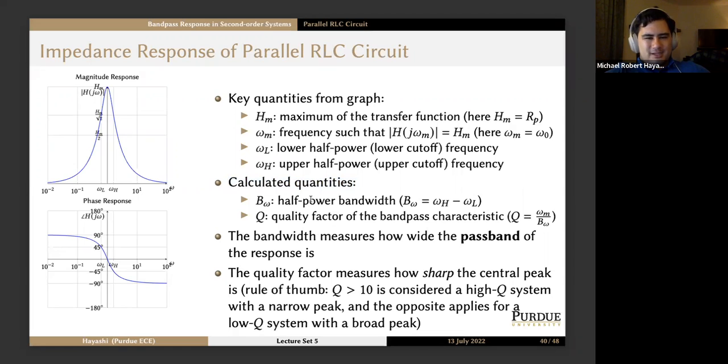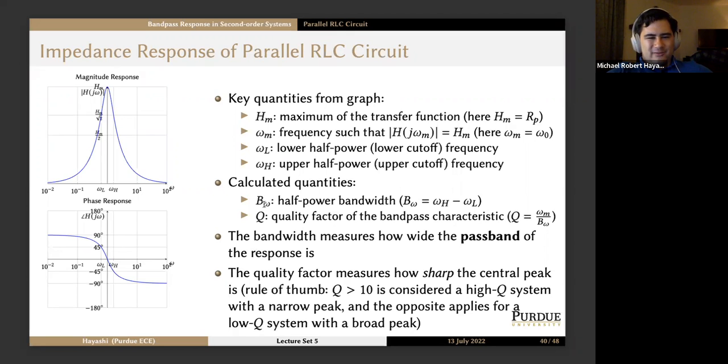We're going to calculate 2 quantities. B_omega is the half power bandwidth, most of the time just called the bandwidth. So B_omega is equal to omega_H minus omega_L. And we'll introduce a variable Q, which is the quality factor of the bandpass characteristic, where Q is defined to be omega_m over B_omega. So graphically, we have interpretations for a maximum, for the frequency that causes the maximum, and then for omega_L and for omega_H.